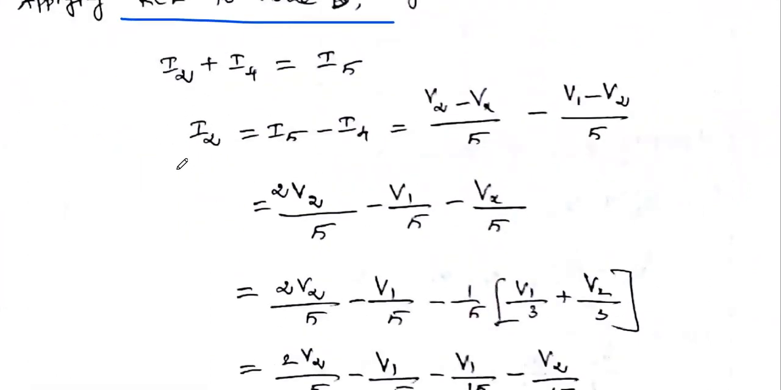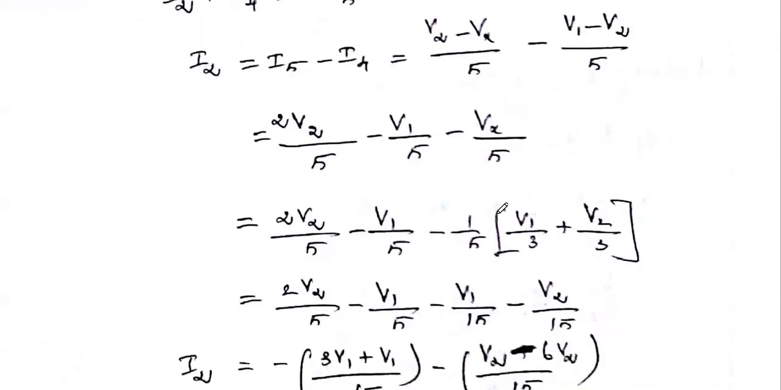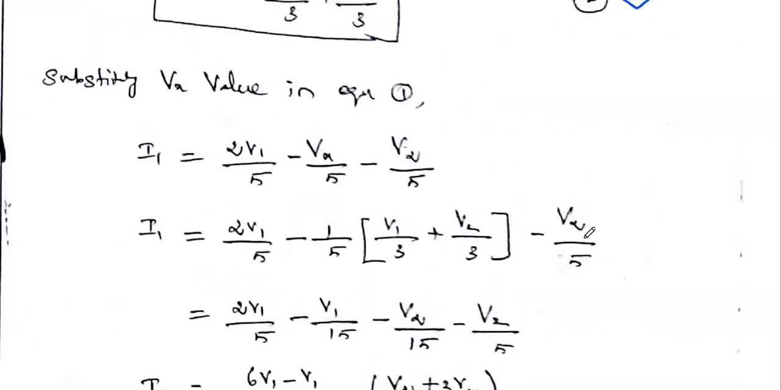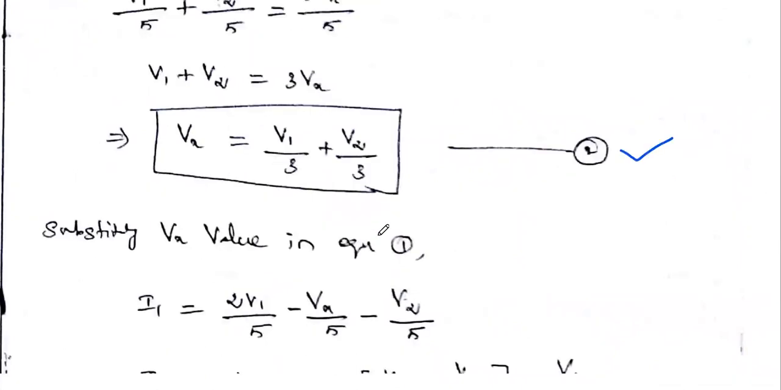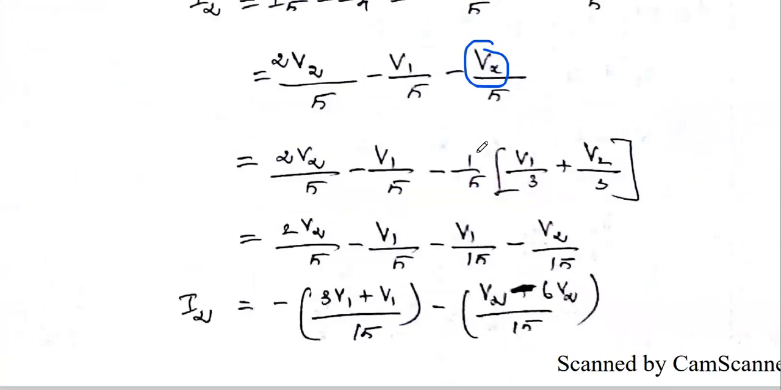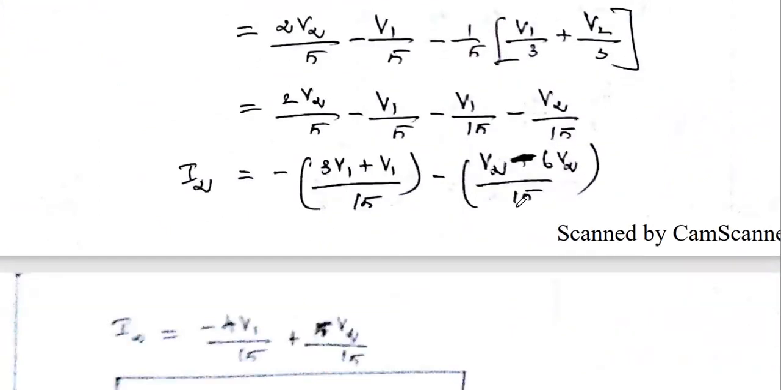From that we want I2. So I2 equal to I5 minus I4. Then you substitute the I5 value and I4 value. Here I5 is V2 minus Vx by 5, and I4 is V1 minus V2 divided by 5. Here you collect the term V1 separately, V2 separately, Vx separately. Then you substitute the Vx value. What is Vx? Already we derived Vx in equation number 2, V1 by 3 plus V2 by 3. So you substitute the Vx value here.